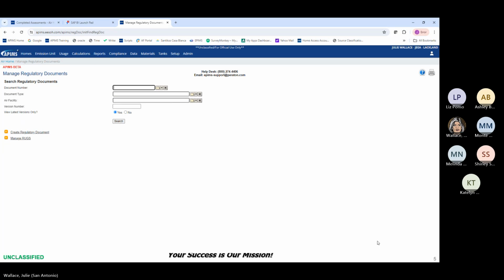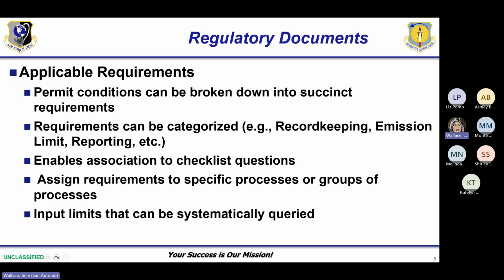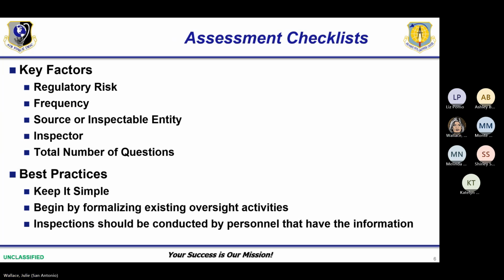All right. So when doing your assessment checklists, there's a couple of things that need to be considered. One is, what is your regulatory risk? Usually with a permit, you don't want to put every little tiny thing into your checklist, because that is going to be overwhelming. So unless you have it already institutionalized as a process that you're doing, I would recommend that you keep things simple. So look at what the regulatory risk is for that particular item.